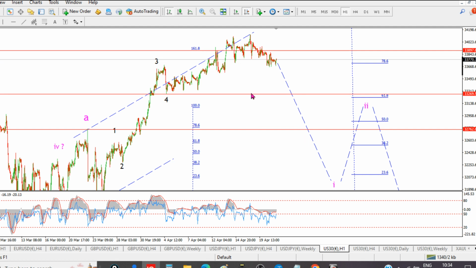Again, I said options expiry, I think, is today, so most likely I think the market would be dead today. So we'll see. We'll see what tonight's update brings.